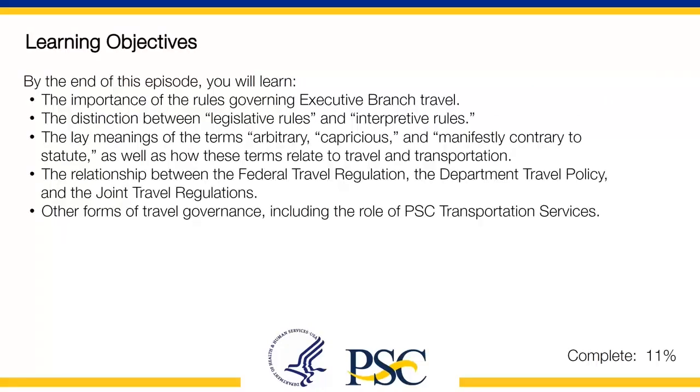By the end of this episode, you will learn the importance of the rules governing executive branch travel, the distinction between legislative rules and interpretive rules, the lay meanings of the terms arbitrary, capricious, and manifestly contrary to statute, as well as how these terms relate to travel and transportation. The relationship between the Federal Travel Regulation, the Department Travel Policy, and the Joint Travel Regulations. Other forms of travel governance, including the role of PSC transportation services.